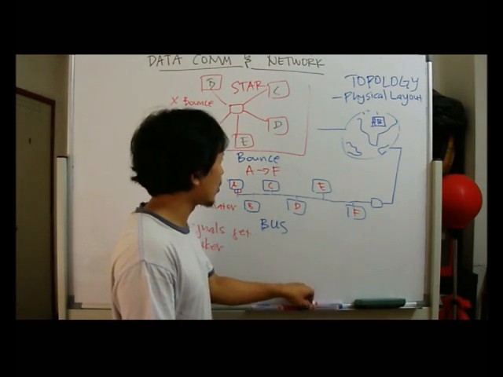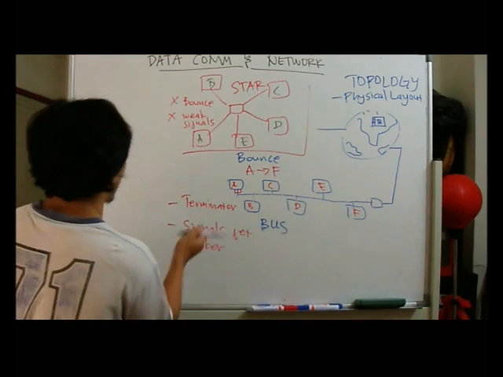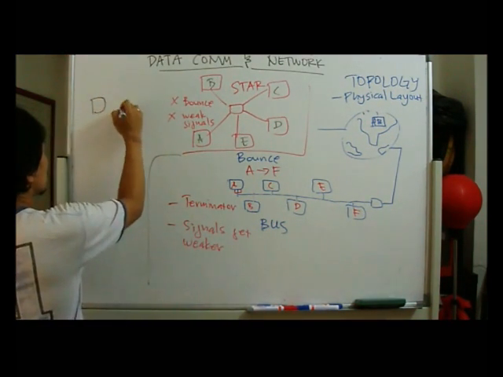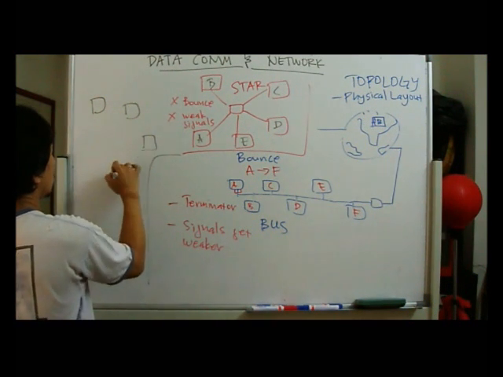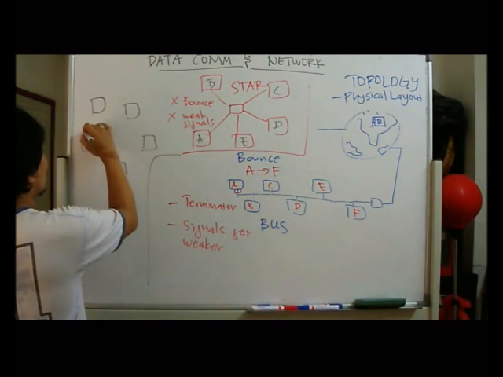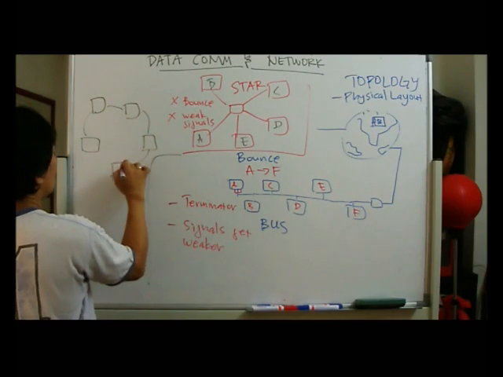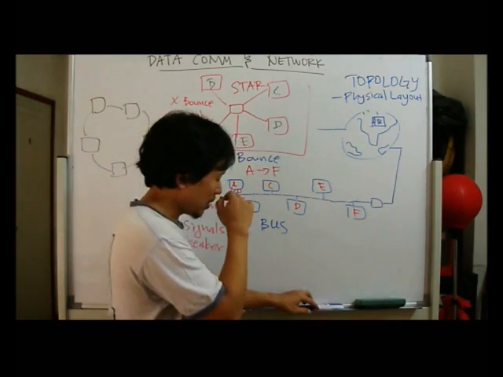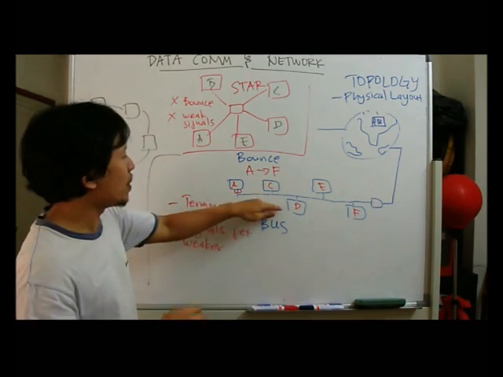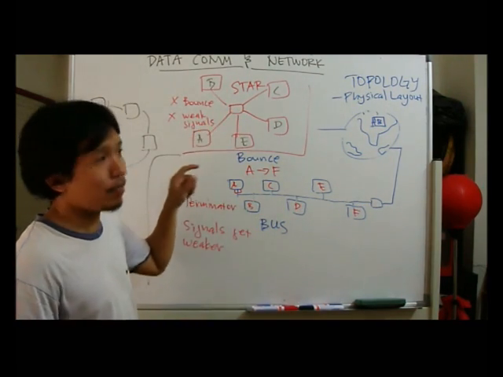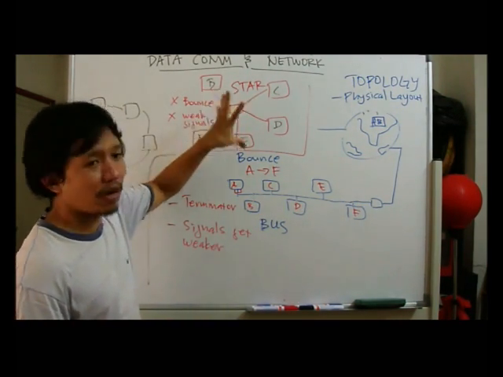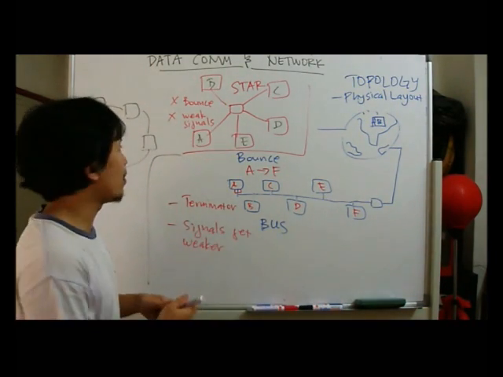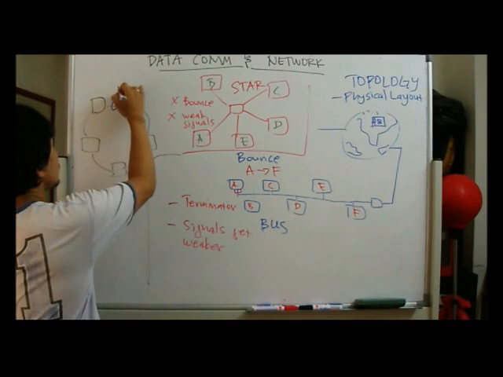There is another topology called the ring topology. The ring topology looks like this. Well, it actually looks like a ring. The ring topology does not use bouncing, and it does not have a hub where you can send data and get it amplified to everyone. So the ring topology uses a different kind of controlling mechanism, called a token.